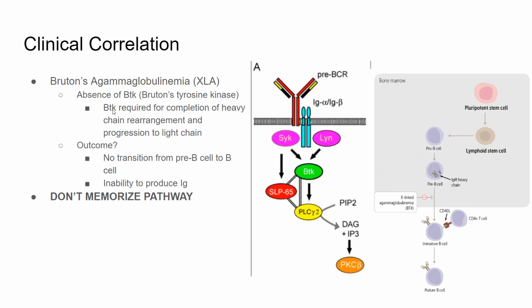Just know that BTK is important in the transition from a pre-BCR to a BCR. So it's important in ending heavy chain rearrangement and beginning light chain rearrangement in the BCR. If you don't have that, then you can't fully make mature B cell receptors, which is why in this disease you don't have transition from pre-B cell to B cell, so you don't have any immunoglobulins. That's why it's agammaglobulinemia.